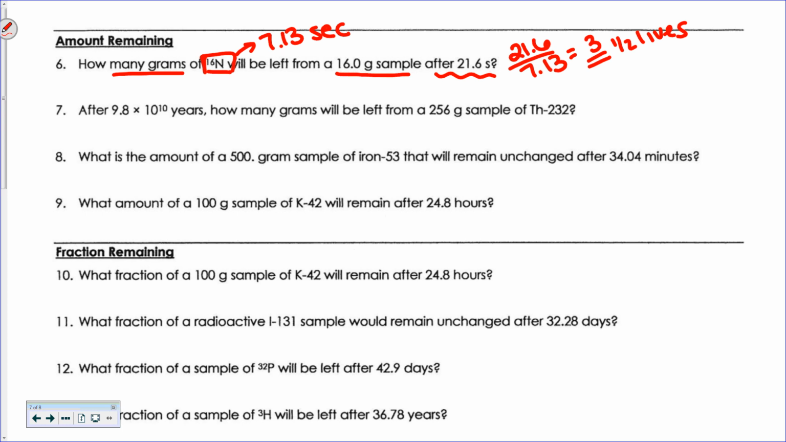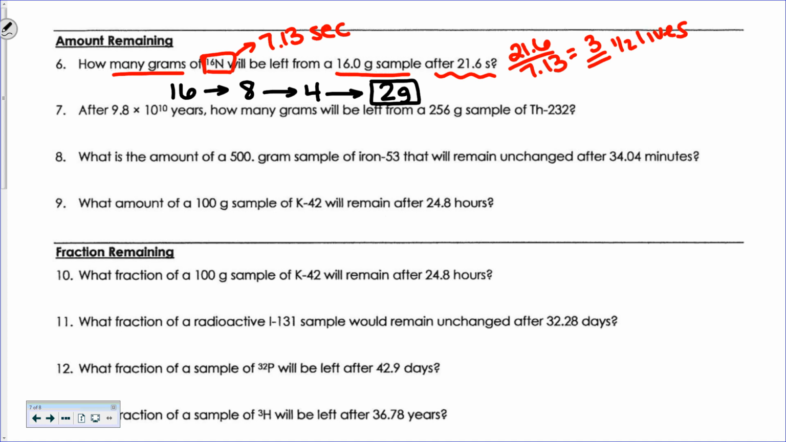So, how many grams would be left? Well, let's see. I started with a 16-gram sample, so 16, cut it in half once. That's 8. Cut it in half again. That's 4. Cut it in half a third time. That's 2. That means 2 grams will be remaining of my sample. If I do a question like number 10, no, actually, let's do one more from this. So this one's a little, let's do 8.